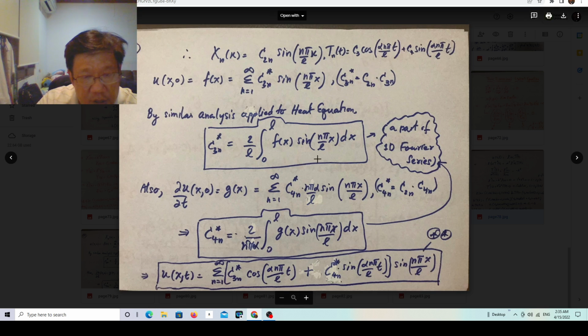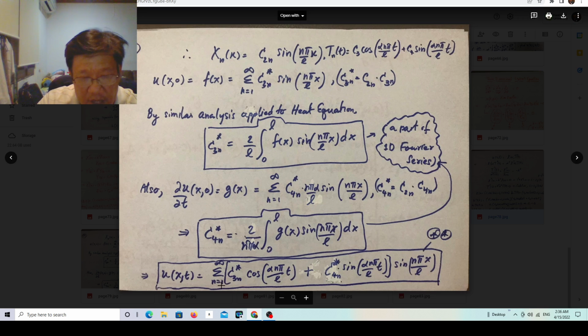This is all familiar, similar to the analysis we used with the heat equation. You get this, which is the coefficient for the one-dimensional Fourier series. Once you find these constants, once you get f of x and g of x, you should be able to derive the constants c star and c4 star.